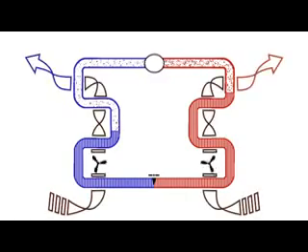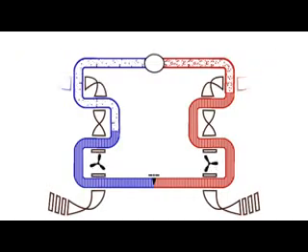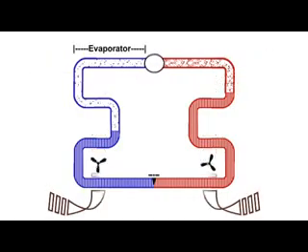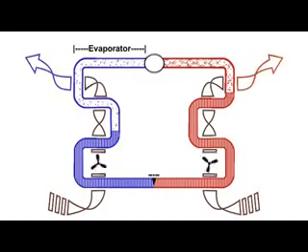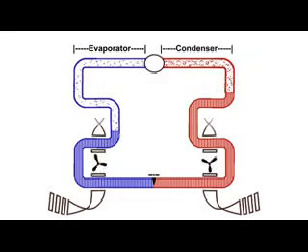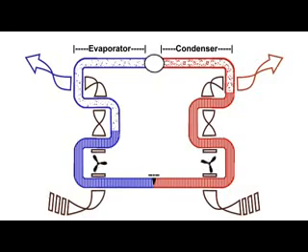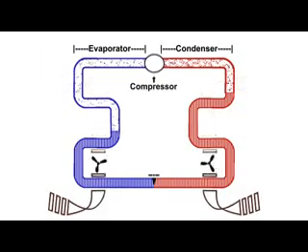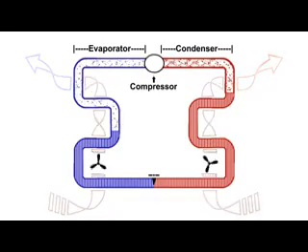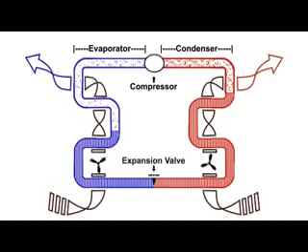The part of the loop where evaporation takes place, the cold side, is termed the evaporator, and the portion of the loop where the gaseous fluid condenses is termed the condenser. What we were calling the pump that moves the fluid around is actually termed the compressor, and the valve that lets only a bit of fluid through at a time is called the expansion valve.